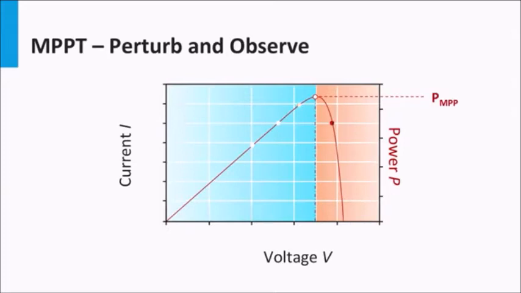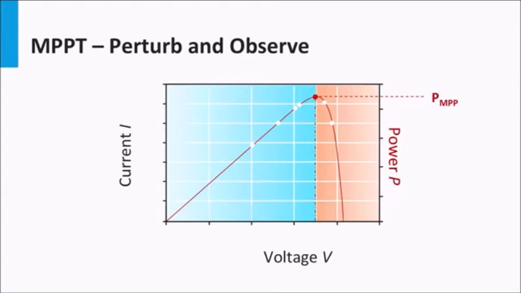Conversely, if the increase in voltage leads to a decrease in power, this means that the current operating point is to the right of the maximum power point, and hence further voltage perturbation is required towards the left to reach the maximum power point. In this way, the algorithm converges towards the maximum power point over several perturbations. You would have noticed that this algorithm takes advantage of the fact that the PV curve has an increasing nature to the left of the maximum power point and a decreasing nature to the right of the maximum power point.